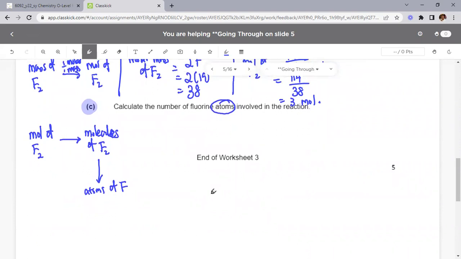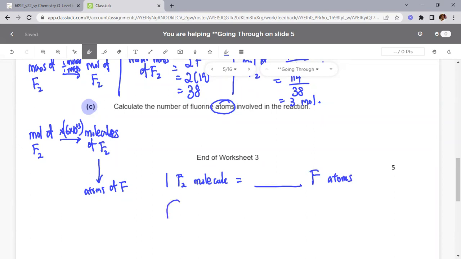Why? Because mole to molecules, I know, right? Moles to molecules, I know I need to multiply by 6 times 10 to the power 23. I think this interconversion is just a step that you recognize and know how to convert. But from molecules to atoms, I need to think a bit. Because why? One F2 molecule is equivalent to how many F atoms?